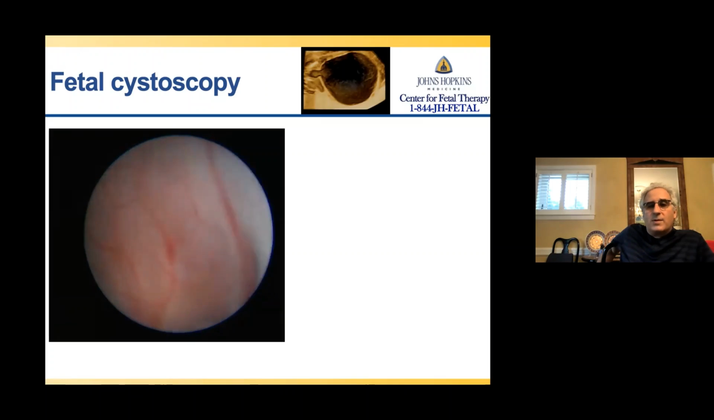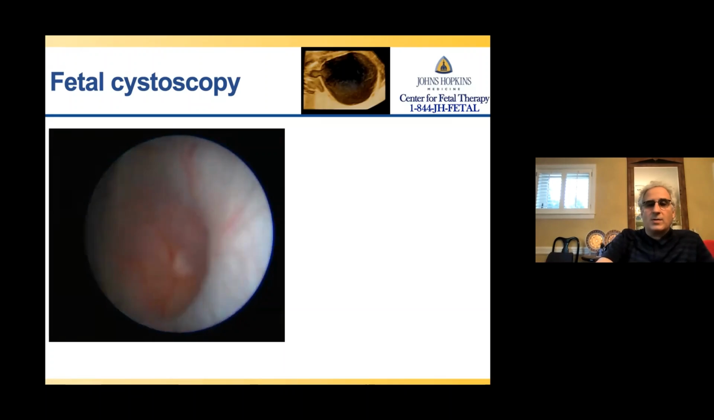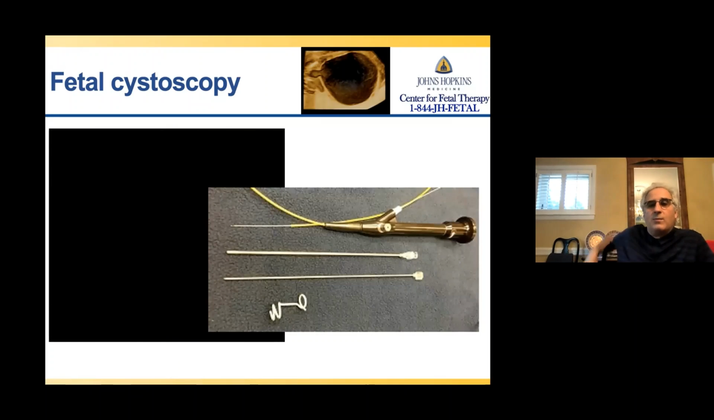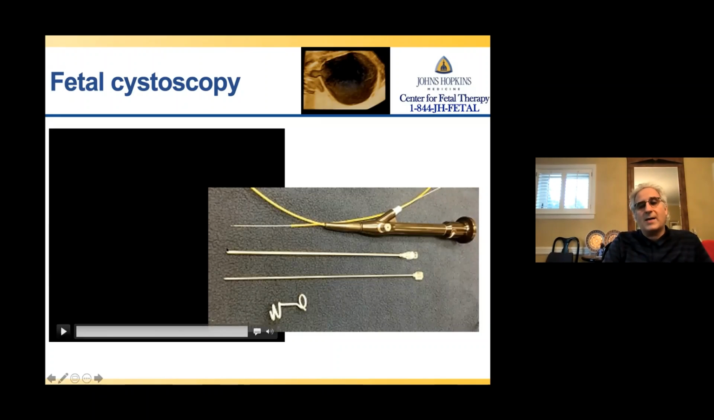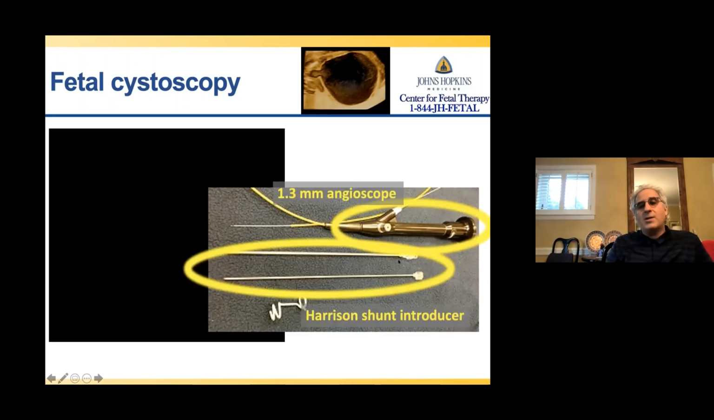Now, how did we do this procedure? Well, we actually stole some instruments. This is done with the Harrison shunt introducer, which has an inner diameter of about 1.5 millimeters, and then with this instrument, which is an angioscope. Angioscopes are basically fiber optics that can be used to look inside blood vessels. It has a working channel here, so you can put something through it, and it's 1.3 millimeters, so it just fits in there.